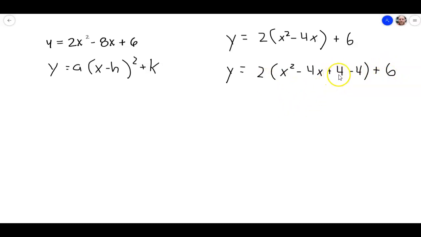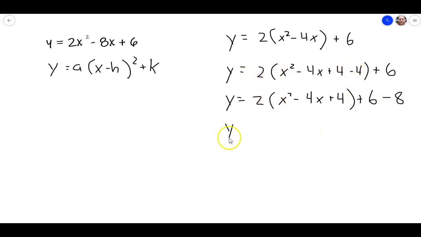Now the only one that we need inside is the plus 4, so I want to take the negative 4 and bring it outside of the parentheses, and in order to do that I need to distribute it with the 2 on the outside. So negative 4 times 2 is negative 8, so I can pull out a negative 8 and get rid of that negative 4. So this is going to be 2 times (x squared minus 4x plus 4), and then plus 6 minus 8. Remember, we have that minus 8 because we had to distribute the negative 4 with the 2 to pull it out.